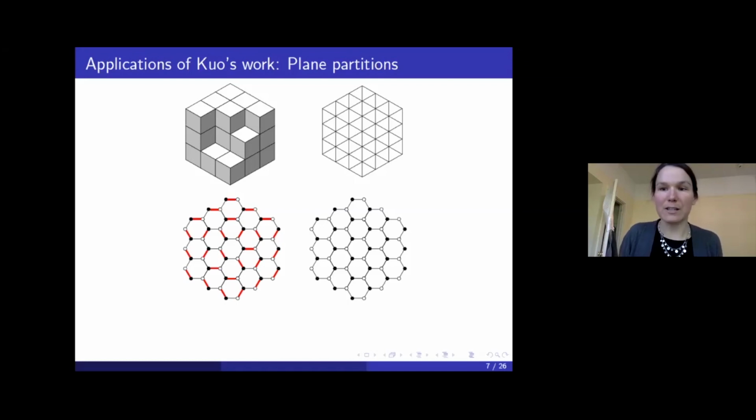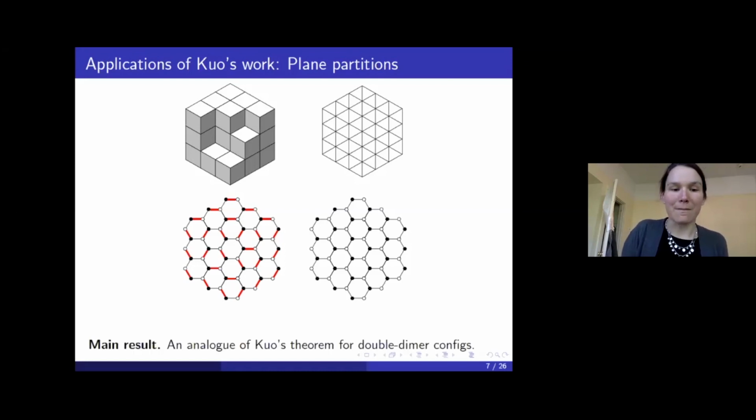There are other applications, for example, there's some nice applications to the theory of cluster algebras, but I don't have time to go into those today. But the thing that I'll be talking about mainly is my thesis work, which was an analog of Kuo's theorem for double dimer configurations. And this work was motivated in part by the potential for applications, since Kuo's work has some really nice applications. Great.